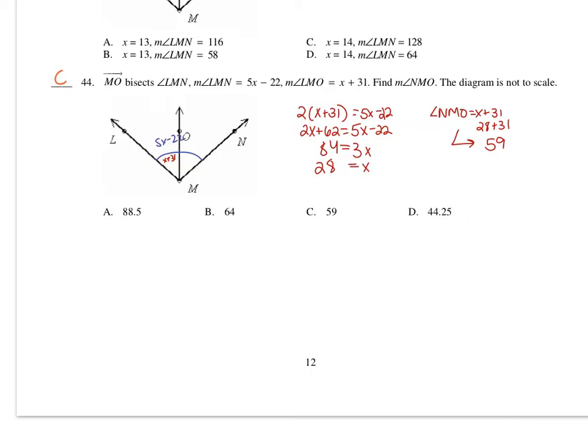Number 44 is C. This time it gives you one of the angles in the whole angle. So you have to double that x plus 31 and set it equal to the big angle. X is 28. Plug it back in to find NMO, which is 59.